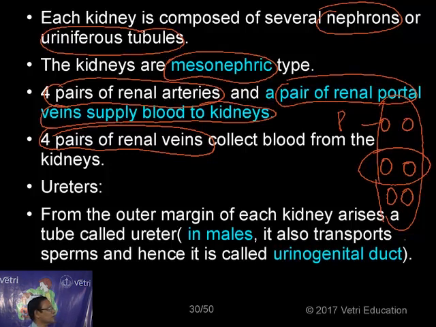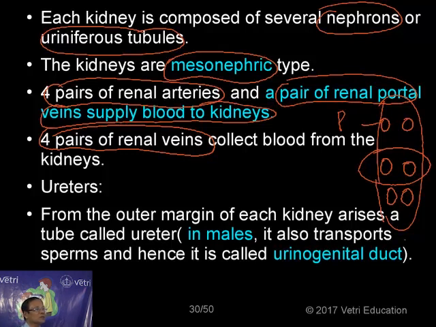So 4 pairs of renal arteries and 4 pairs of renal veins and a pair of renal portal veins collecting blood from the leg region and opening into the kidney, hence called a renal portal vein. It starts in capillaries in the leg and ends in capillaries in the kidney, hence called renal portal vein. Now that's about the kidney.